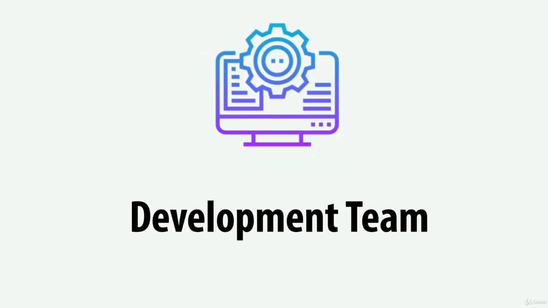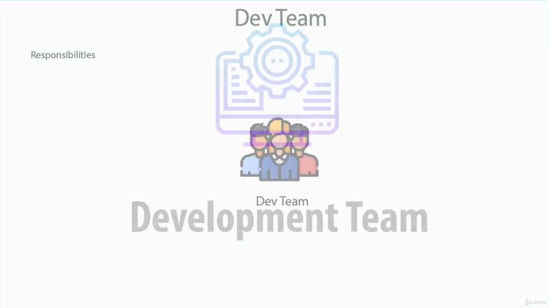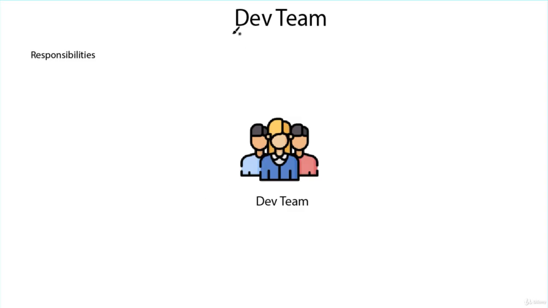So the final role that we need to go over is that of the dev team. The dev team is the group of people that gets the project done. The team is nothing without the dev part of the team. Now, quick note, this is a software engineering course, so we're going to talk about this for software.